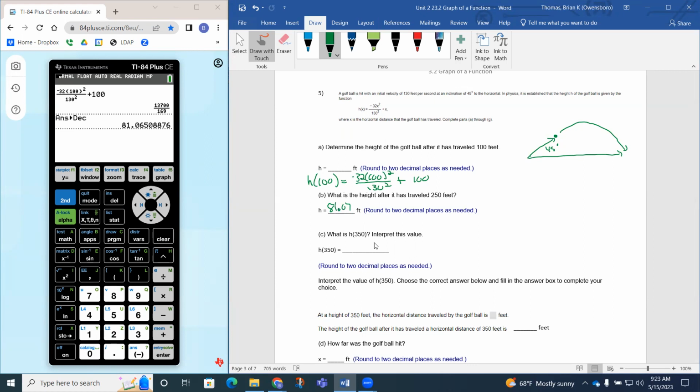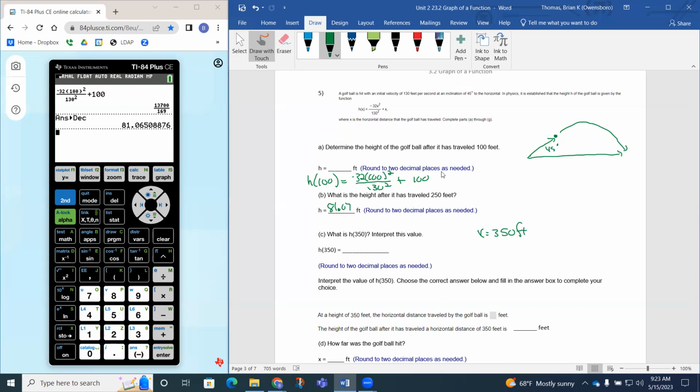So the next question is, what is the height? Well, what they want to do is evaluate h of 350 and interpret this value. So notice again, the x is going to be the horizontal distance. So the x is going to be the 350 feet. That's how far the ball has traveled horizontally. And what we want to do is figure out how high the ball is in the air. So remember, this is an input value, and we're trying to find the output value.